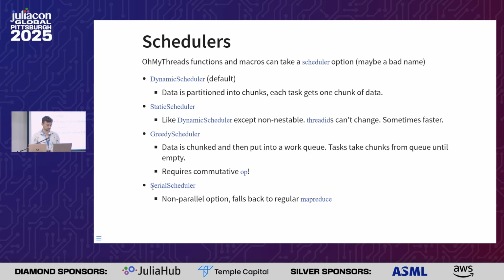And then we also have a serial scheduler, which you can just pass as an argument for the scheduler, and it will basically just do a regular MapReduce. This is nice for cases where you want to use the same API for threaded and non-threaded functions.